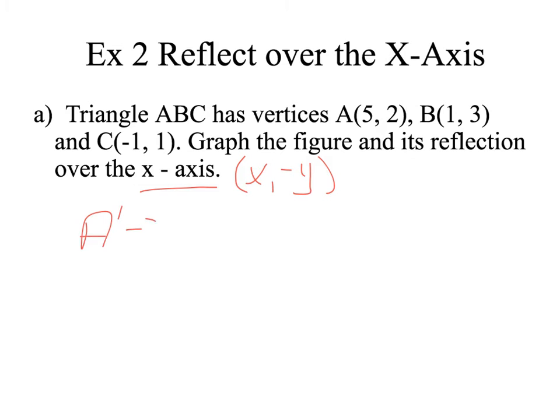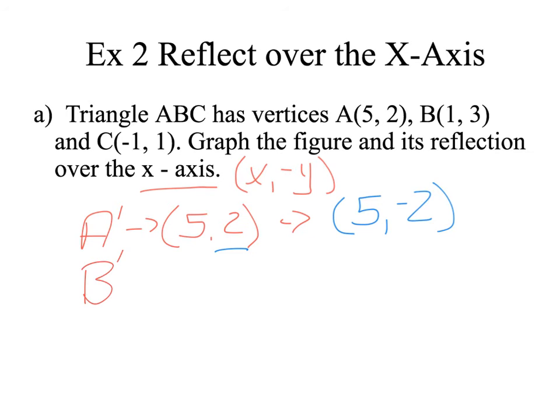So A prime is going to start as 5, 2. My y value only is going to change signs. So my new one is going to be 5, negative 2. So now we need to find B prime. B started at the point 1, comma 3. We're reflecting it over the x-axis again, so it's our y-coordinate that's going to change. We're going to end up with the point 1, negative 3.